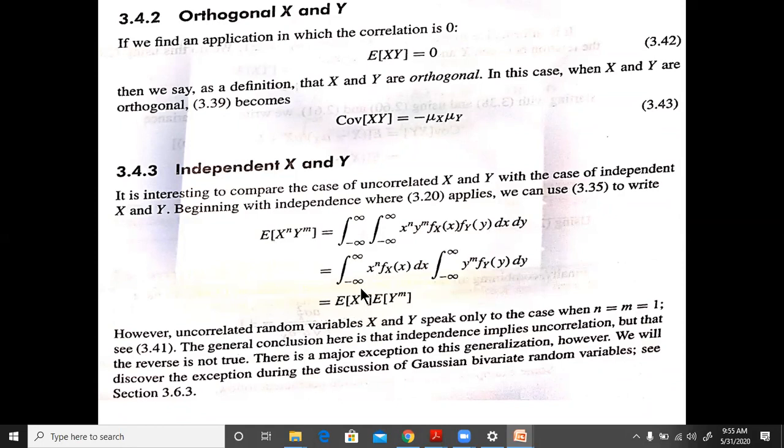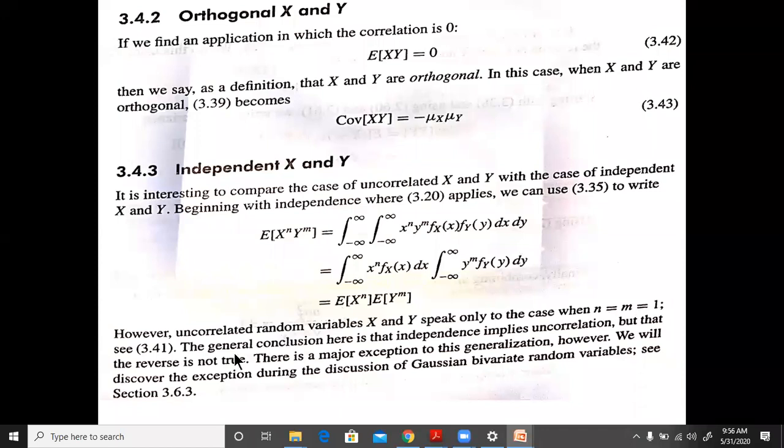At that time, we will have E of X^n times E of Y^m. So if X and Y are independent, then E of X^n Y^m will be E of X^n multiplied by E of Y^m. However, uncorrelated random variables X and Y speak only to the case where n equals m equals 1. So when we say uncorrelated, it is n equal to m equal to 1, and at that time only the covariance value is equal to 0. Not that this will be equal to this. This will be the case when they are independent.